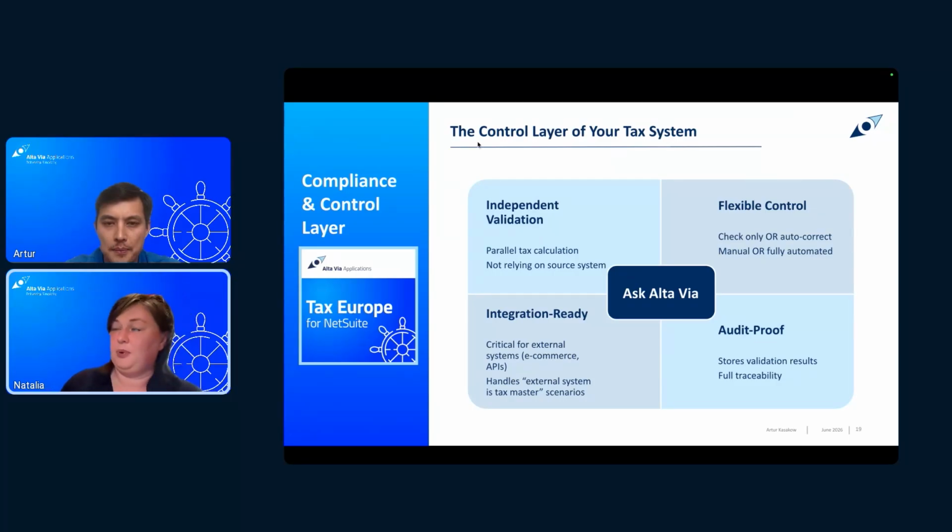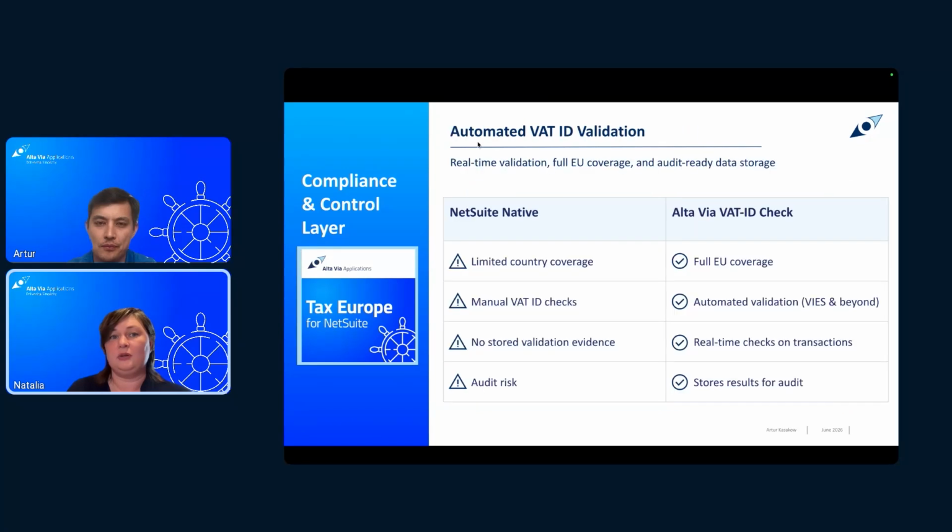That's one of the important parts for us, in a compliance proof way, because we need to store the validation results on the records. You have full traceability. So that's our Ask Alta Via engine. And there is also a couple of things which we're covering in the compliance and control layer.